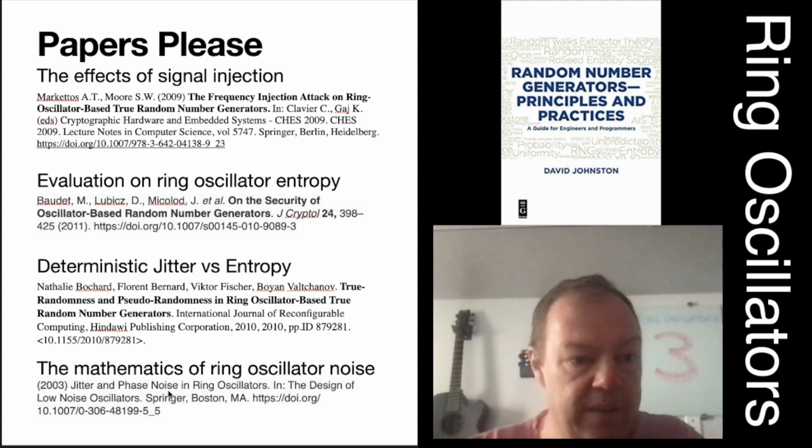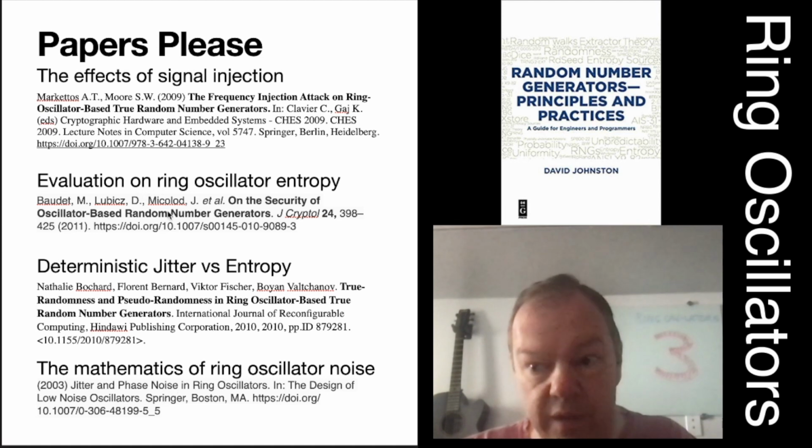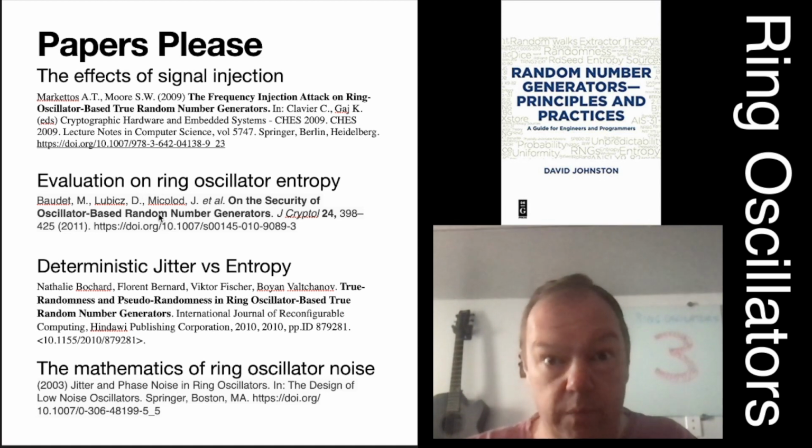So that's it. That's a quick run through of ring oscillators as entropy sources. The next talk will be using metastability to sample noise in the environment and give you random bits with high min entropy.